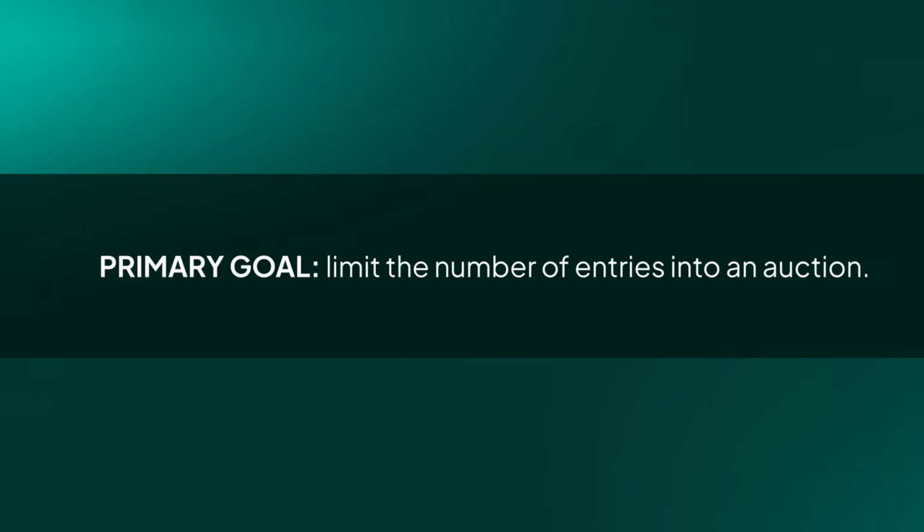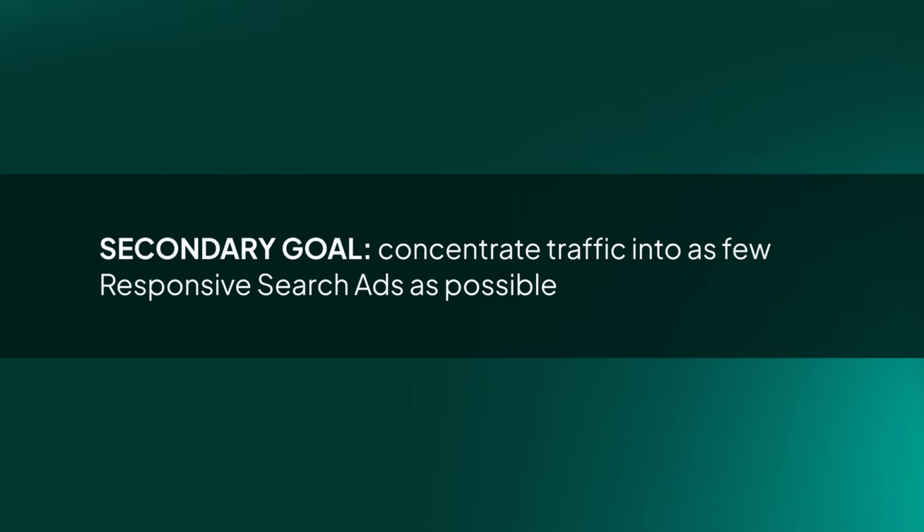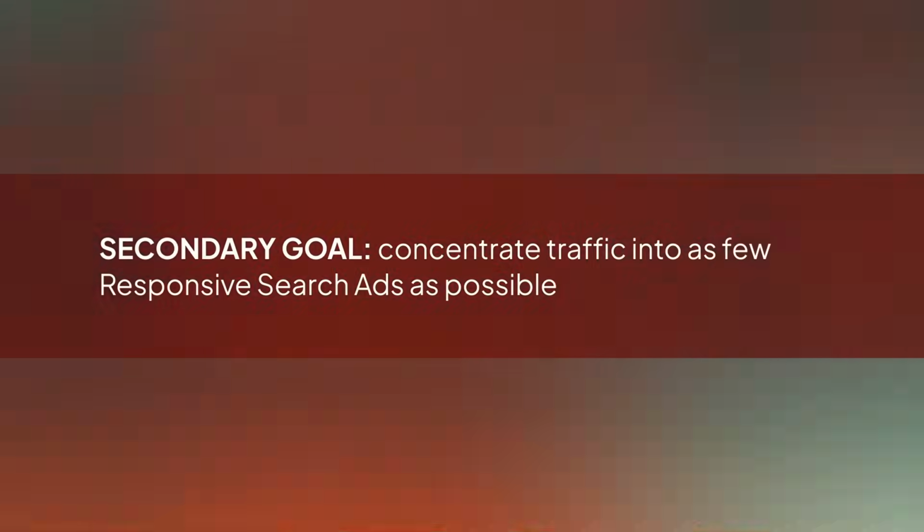Now, this is the same structure that's basically always worked, but it's even more important today. You have one primary goal, and it's to limit the number of entries into an auction that exists in your account structure. The secondary goal is to concentrate traffic into as few responsive search ads as possible. The reason for that is that the fewer responsive search ads you have, the more data gets concentrated on those responsive search ads, and seeing that Google is algorithmically trying to figure out which headline works best, then it needs as much data as possible. And the more ad groups you have, the worse it is.